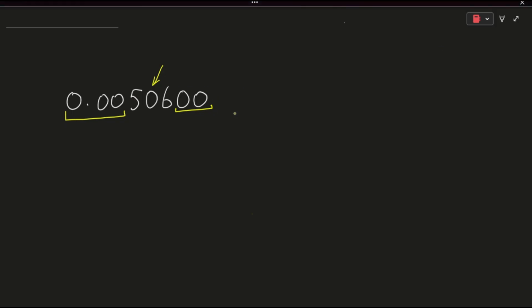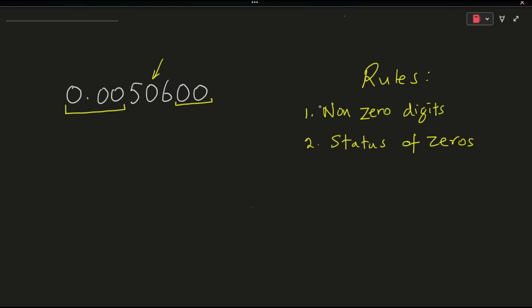Now, to answer these questions, let's get ourselves familiar with these simple rules. First of all, non-zero digits are considered significant figures. And secondly, whether a zero is significant or not depends on the status of the zero. Now, leading zeros, as we have here, are not significant. Their presence over here only helps to locate the decimal point. And so leading zeros are considered not significant. Now, when a zero comes in between two non-zero digits, they are considered significant.